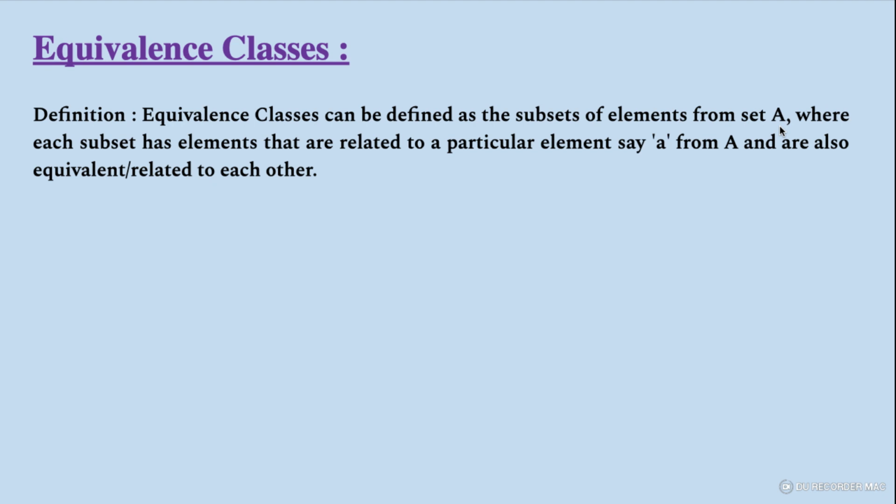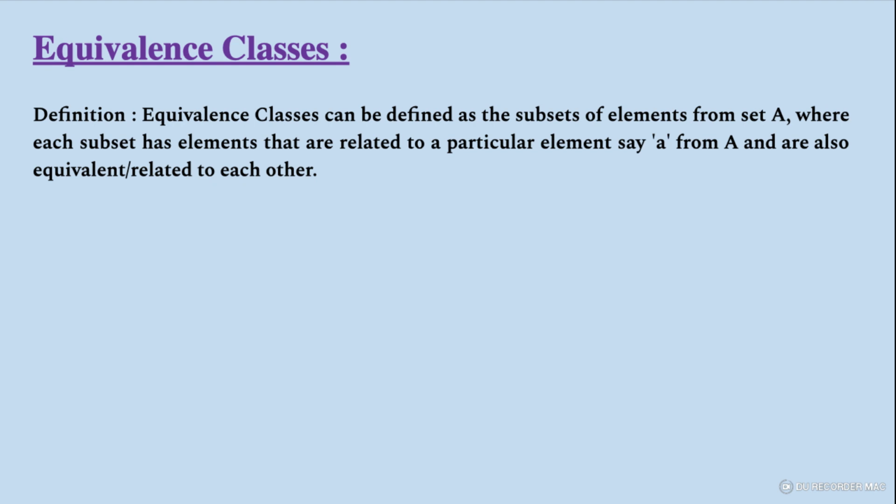Now each subset, that is each equivalence class, has elements in it that are related to a particular element, say a from A. So if you are saying equivalence class of a, the small a, it contains elements that are related to a. And one more thing, the elements are also related or equivalent to each other.